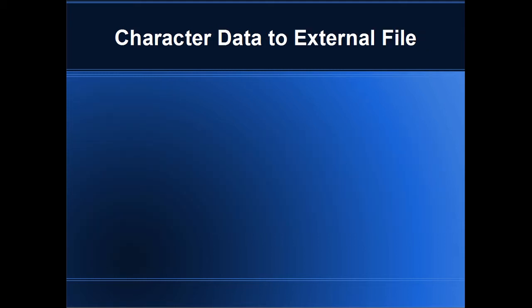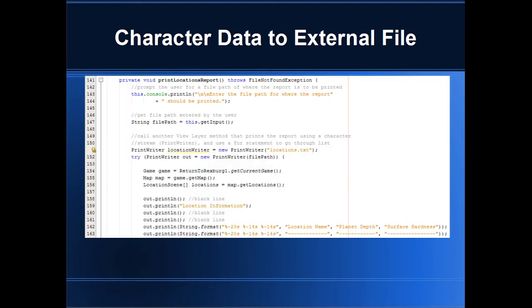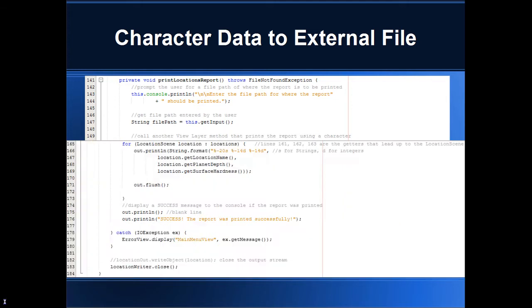Next, we'll show you in our code how we write our character data to an external file. We've shown you a little bit before, but we'll run through all of it. We have our print location report, which will display a message to our user that sets them up for what to do. It'll get input from the user. It'll try and do some stuff in case that's not right. It'll then create some objects for us to run all the locations through to be able to display those. Our out.print lines are going to organize in that text file how those are displayed, instead of being just one big long line, so it looks like a report.